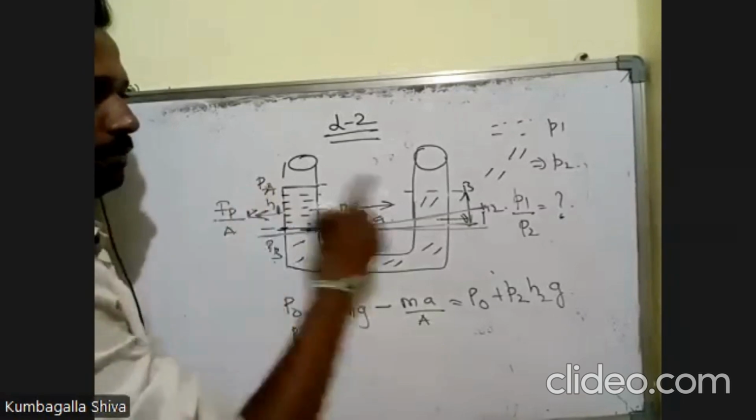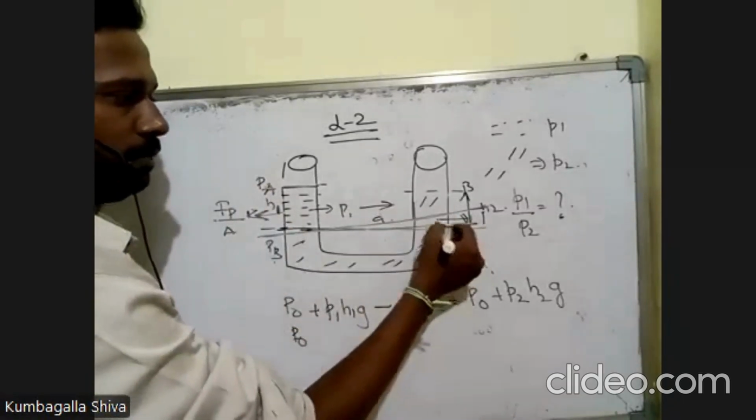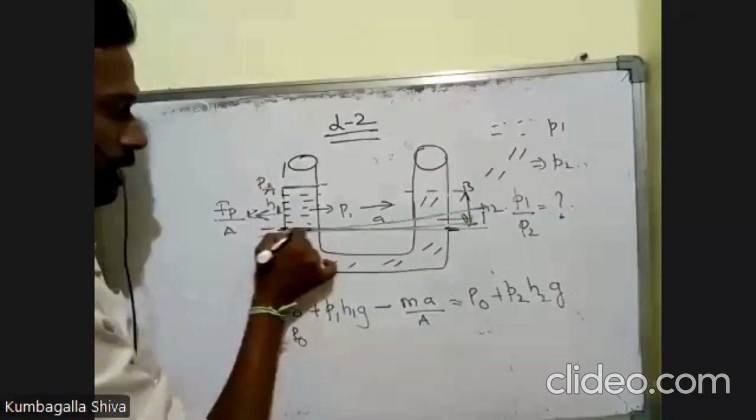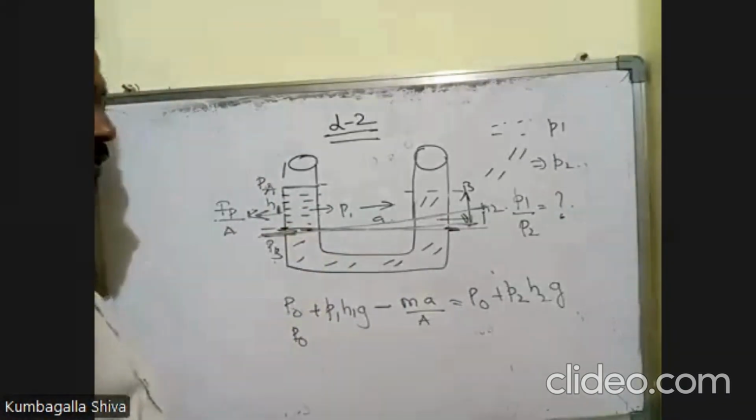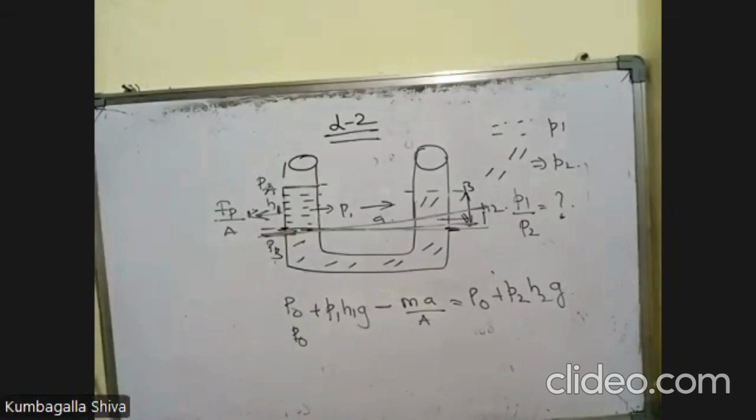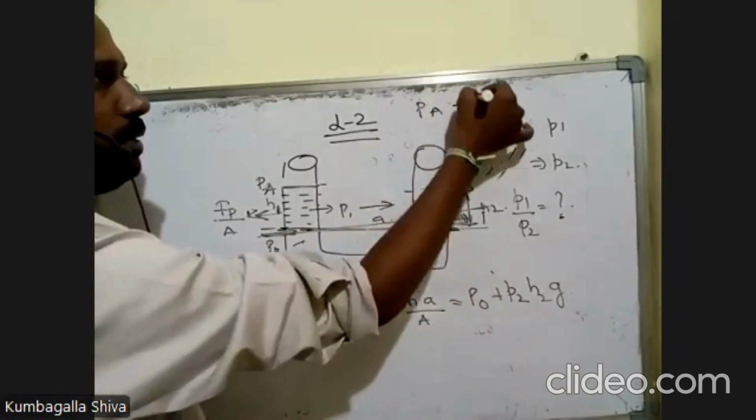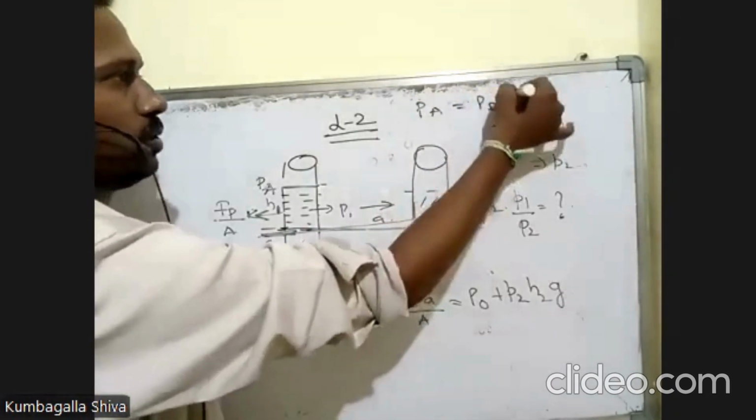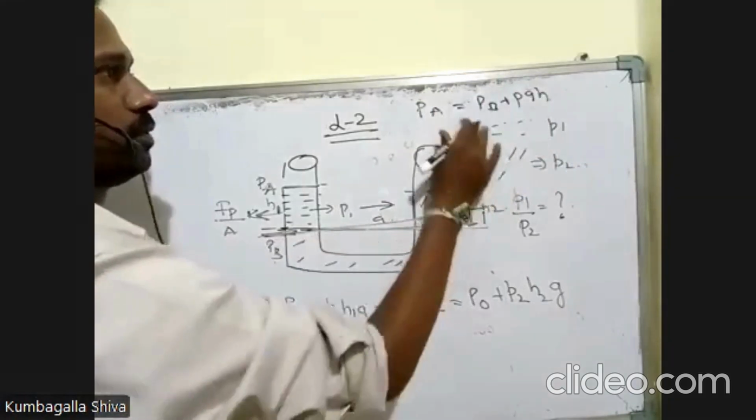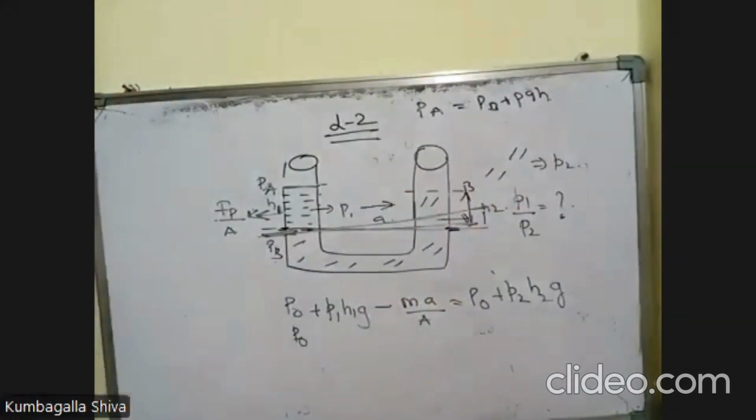And this is PA, and on this side you are having PB. So here at this stage you are having PB. Generally what we write here is the general expression: PA plus PB plus rho GH. Okay, this is the general expression.